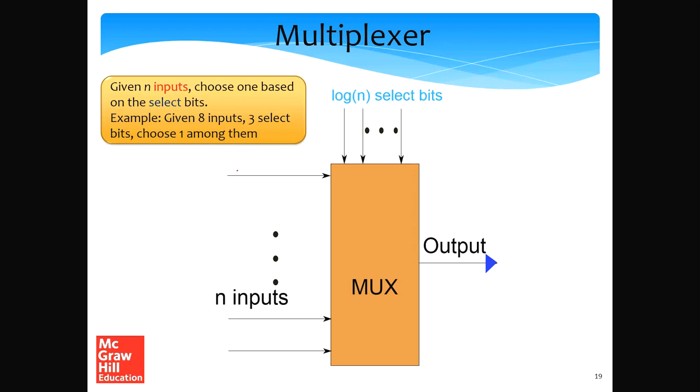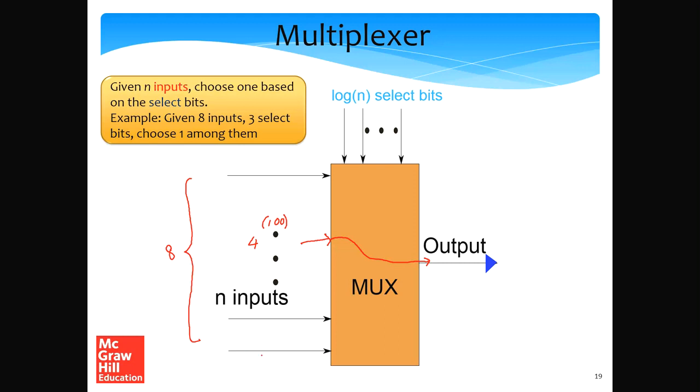In a multiplexer we are given n inputs. We choose one of the inputs as the output based on the select bits. For example, if there are 8 inputs over here, then we'll choose one of the inputs, for example this input, to get reflected in the output based on the values of the select bits. Let's say this is input number 4, and if the values of the select bits are 1, 0, 0, then we'll choose this input to get reflected at the output.